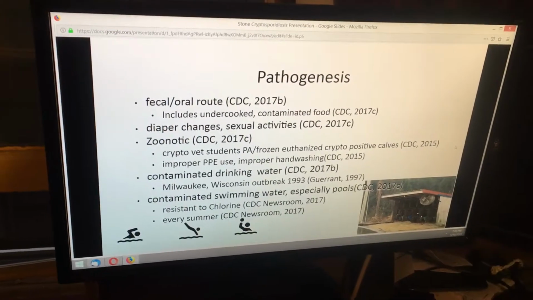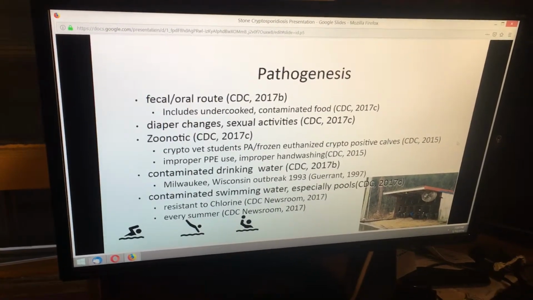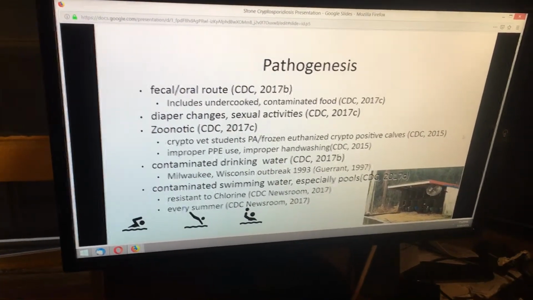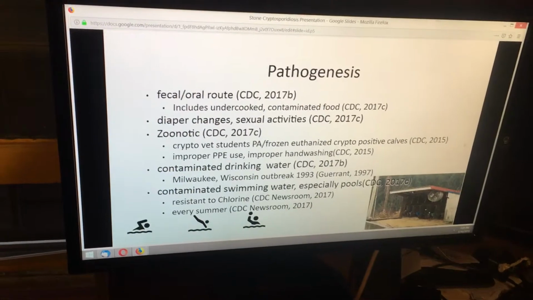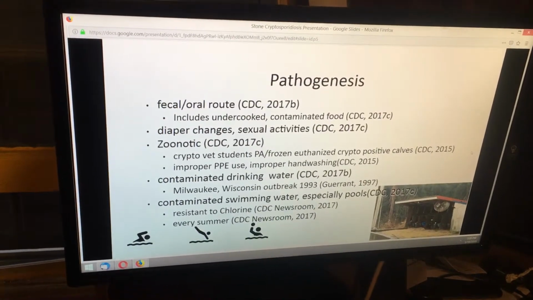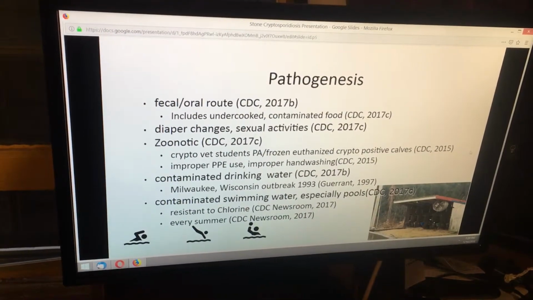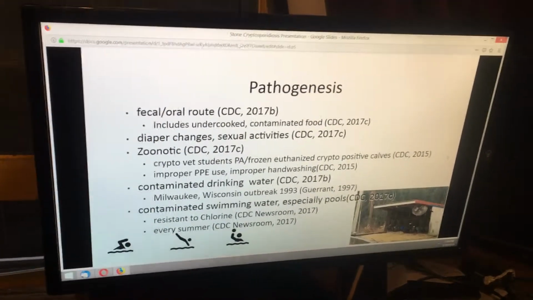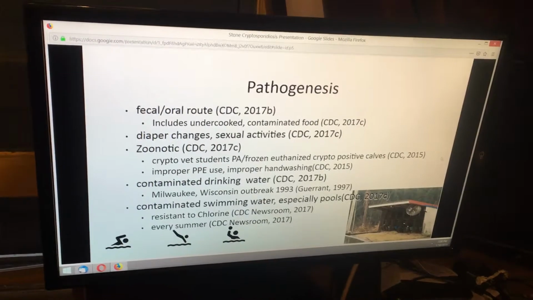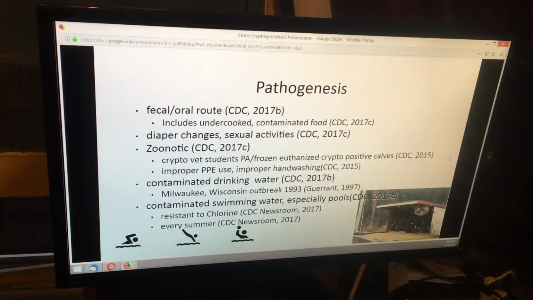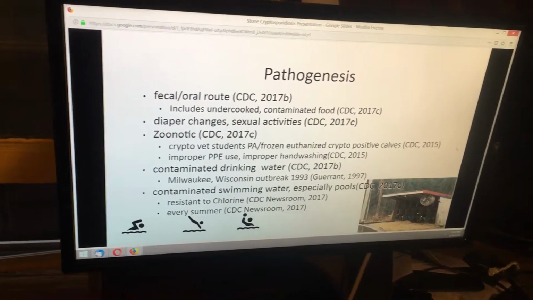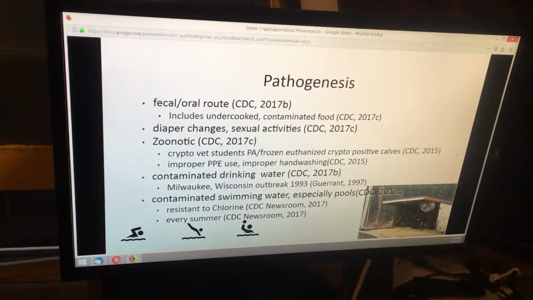In general, drinking water is not a source. However, in 1993, there was a famous outbreak in Milwaukee, Wisconsin. This was the impetus for the Long Term 2 Enhanced Surface Water Treatment Rule, which I did some monitoring for over the past several years. And that is a way to see how much Cryptosporidium is in the source water before it goes through a drinking water treatment plant.